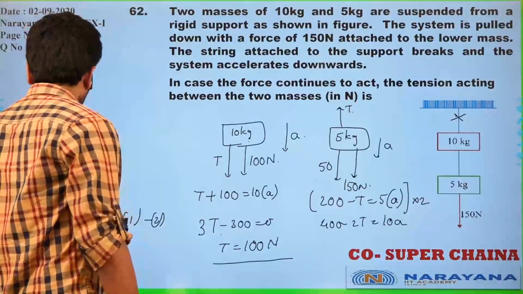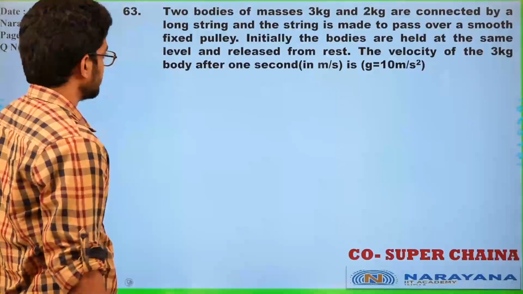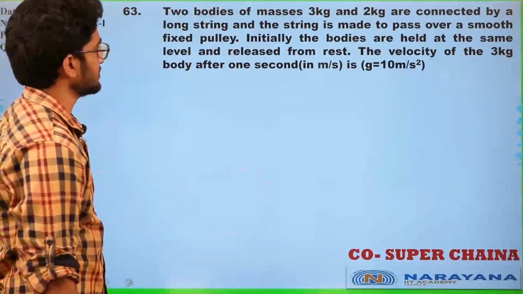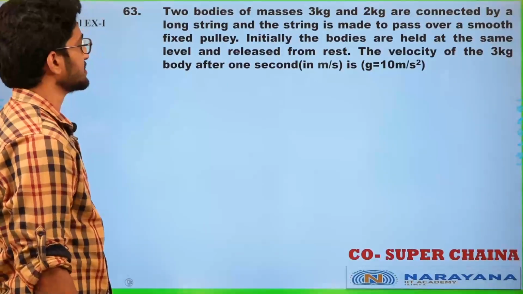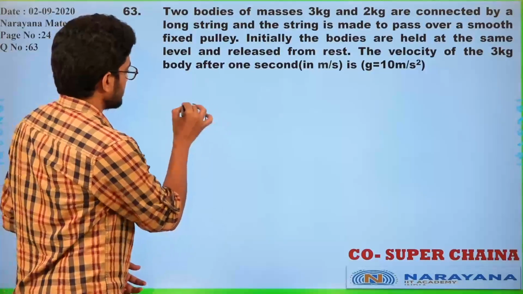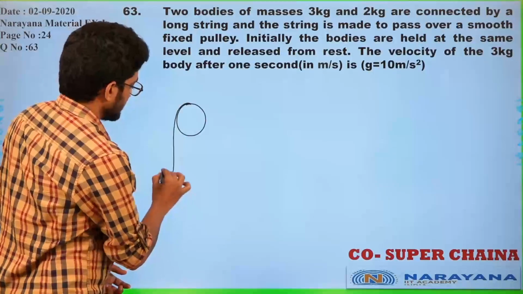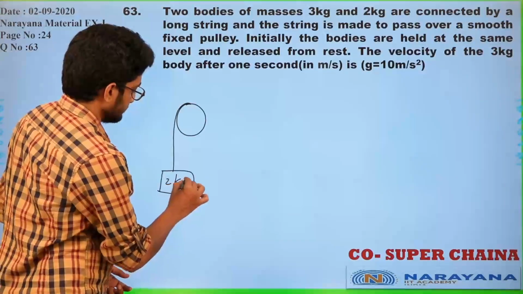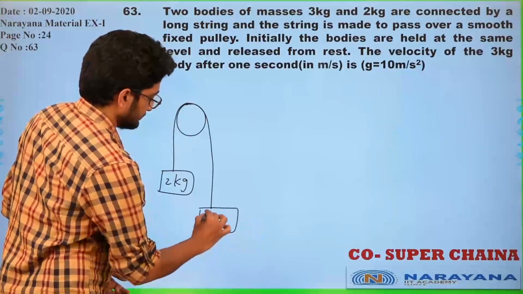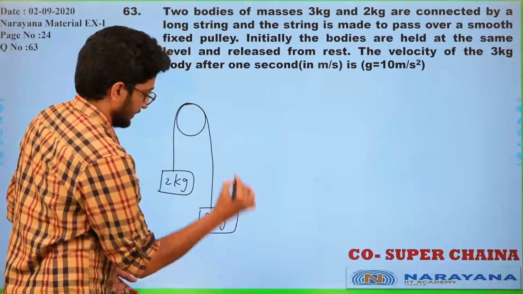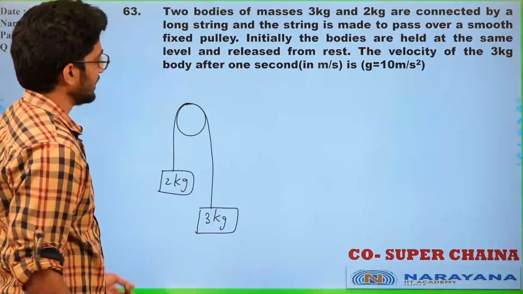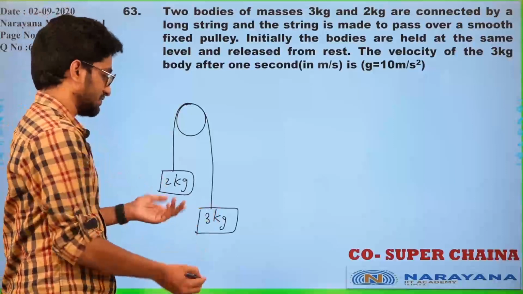So again, let's move to another question. Here there are two bodies of masses 3 kg and 2 kg. They are connected by a long string and the string is made to pass over a smooth fixed pulley. So the basic general case: there is a pulley and on one side I have a 2 kg block, on the other side I have a 3 kg block. Initially the bodies are held at the same level and released from rest. So they are released from rest from the same level.